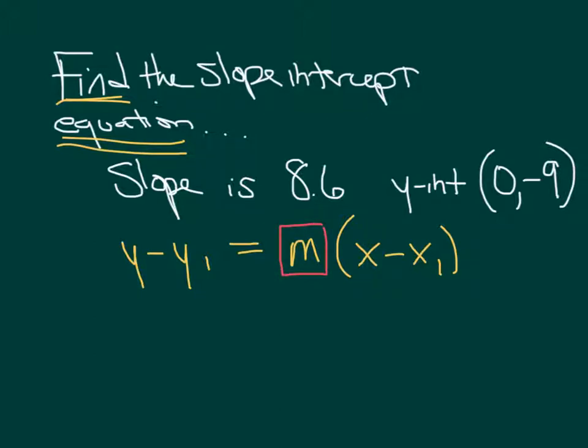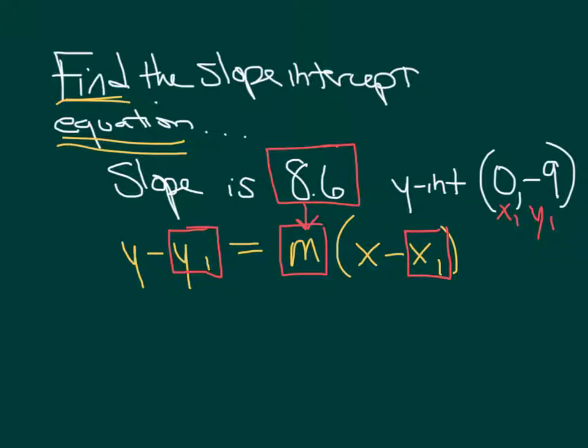M is going to be the slope, so since they tell us the slope is 8.6, we're going to replace m with 8.6. And this point, the y-intercept 0, -9, this first number in our ordered pair is always going to be x. The second one is always going to be y. Since we're only given one ordered pair, this is going to be x1 and y1, and we're just going to plug those values in. Only going to replace the y1, m, and the x1 in this formula.